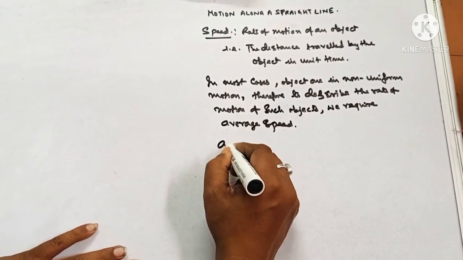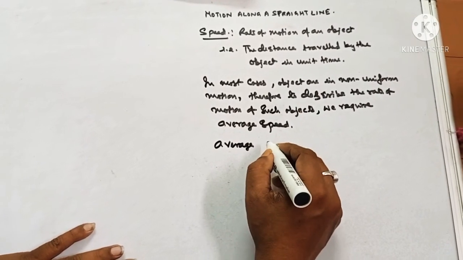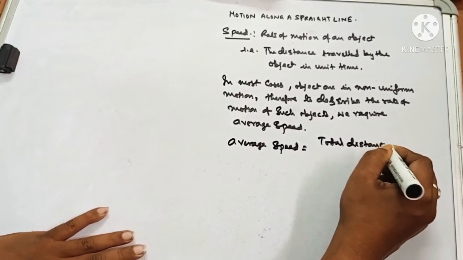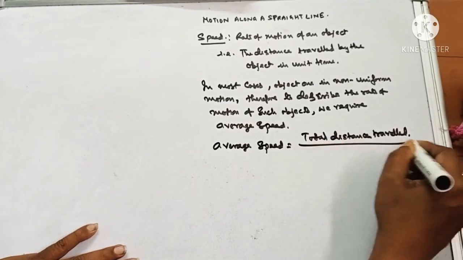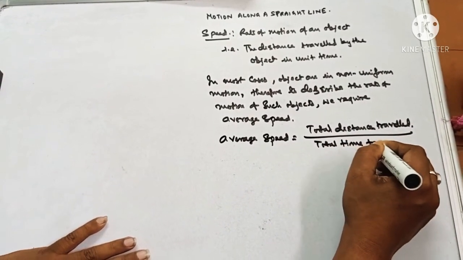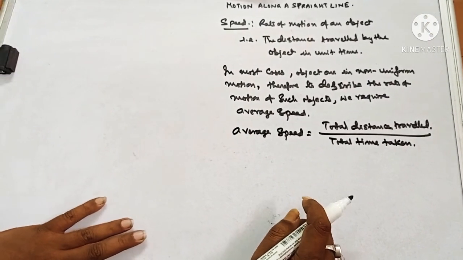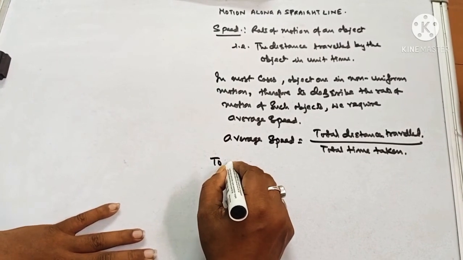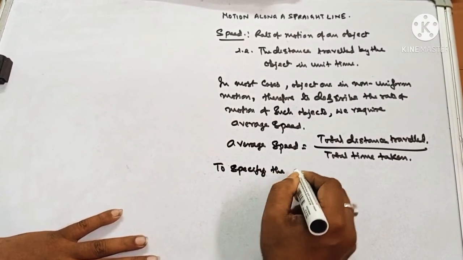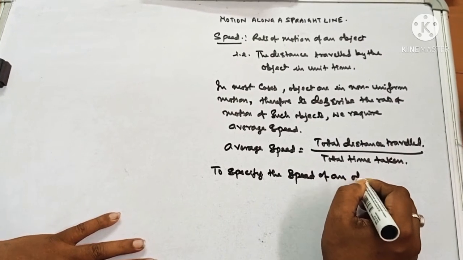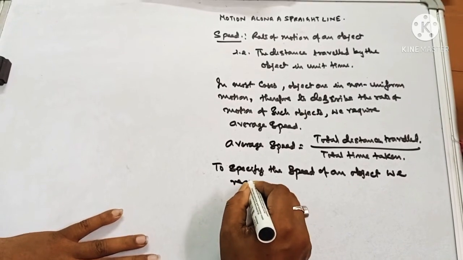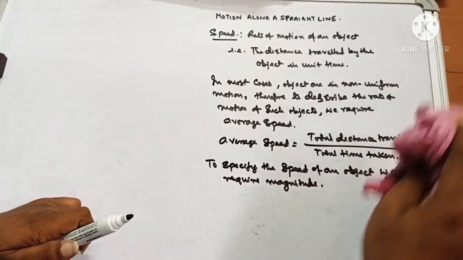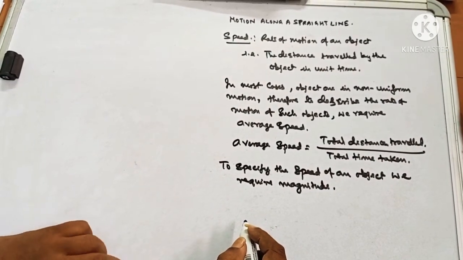So average speed is equal to total distance traveled by total time taken. Another important point is that to specify the speed of an object, we require magnitude. Now this is all about speed.